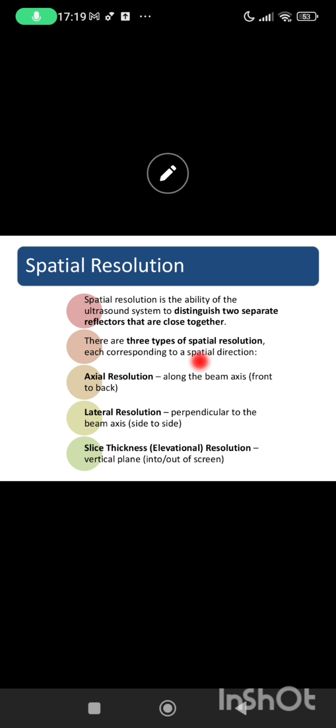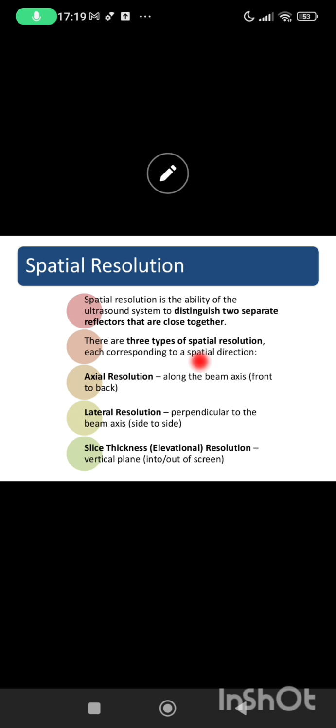Okay, now our next topic. It is a favorite topic, and you will get a lot of MCQs from this topic: spatial resolution and all its 3 types. So every single line of this topic is important. First of all, what is spatial resolution?